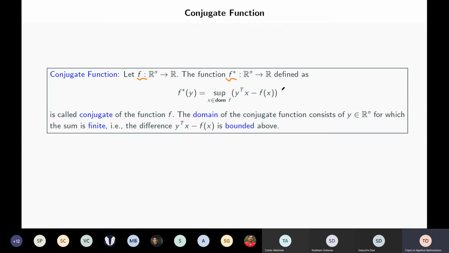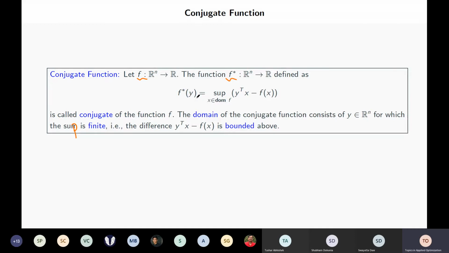This is how it's defined, but there is an intuition behind defining this. I will explain that. For the moment, this is how the conjugate is defined. The domain of the conjugate function consists of all y in R^n for which the supremum is finite. So the domain will naturally be the values of y for which the function takes finite values.